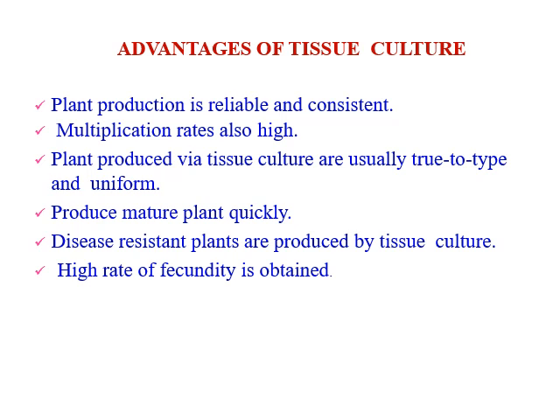The plants produced via tissue culture are usually true to type, as they are cloned from the original mother cells, and they may be uniform, and mature plants can be produced very quickly. And a major and very important thing is that we can produce disease resistant plants by using meristem tissue culture. And also a high rate of fecundity is obtained from plant tissue culture.